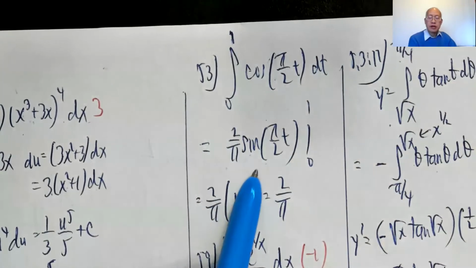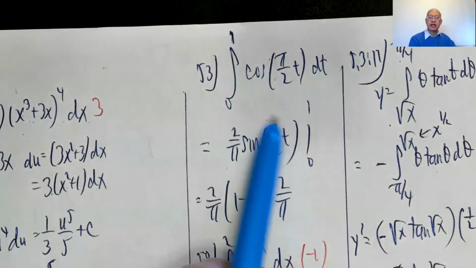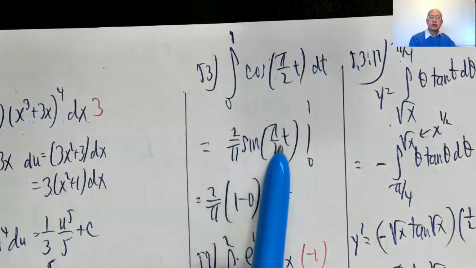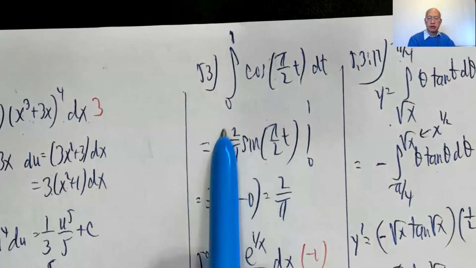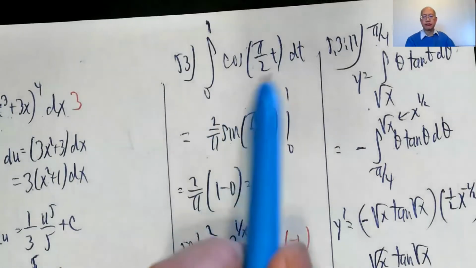So here's another way to do it, which prevents you from having to do a substitution. And by the way, you can double check easily by taking the derivative. The derivative of this would be 2 over pi cosine pi over 2t times pi over 2. The pi over 2 knocks out the 2 over pi. And there we go. So this is kind of like the chain rule in reverse.